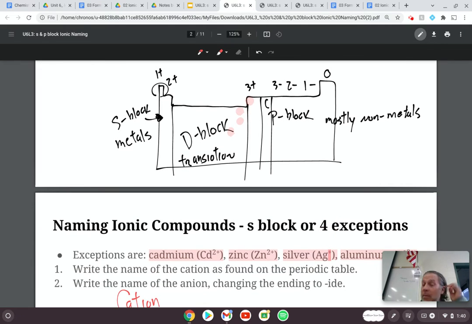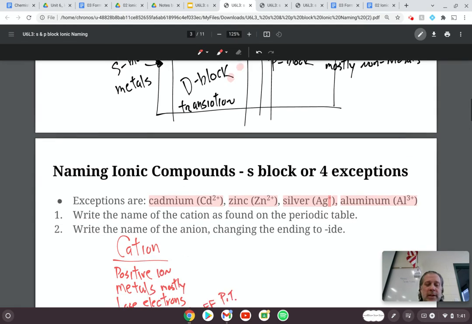Now, when we name compounds, there are some exceptions. So, for example, cadmium is a transition metal. It always has a charge of +2. Zinc is a transition metal. It always has a charge of +2. Silver is a transition metal. It always has a charge of +1. And aluminum is not a transition metal, but it's a P block metal, and it has a charge of +3. The reason why that's important is because most of the transition metals have more than one charge. Like iron will be a +3 and a +2, and gold can be a +1 and a +3. So we try to keep the ones that don't do that separated.